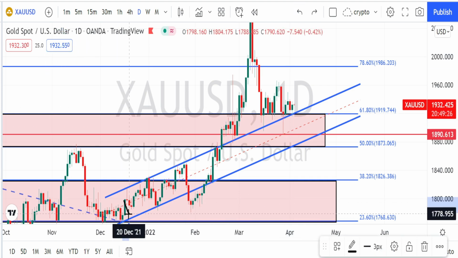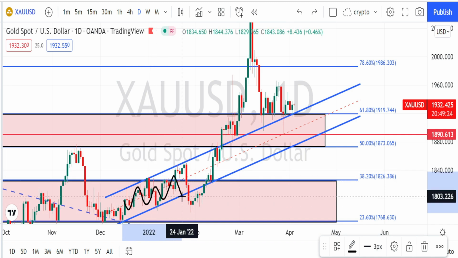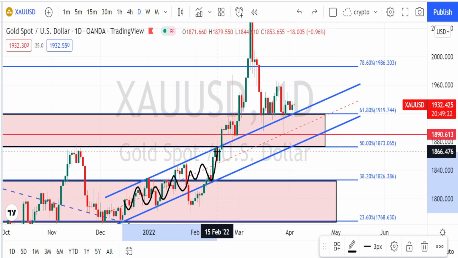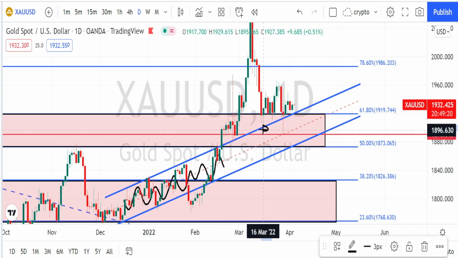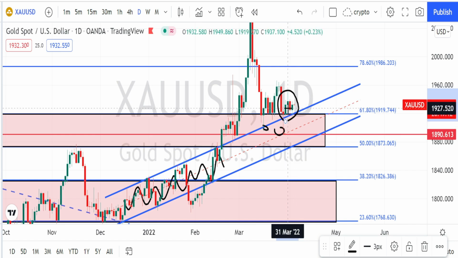So looking at the current price action, it is still trading above this bullish channel pattern, and it has tested several times to break this channel pattern, but still the body has closed above this support line. So as long as the price action is trading above this trend line or the support line, it is still in a bullish trend.